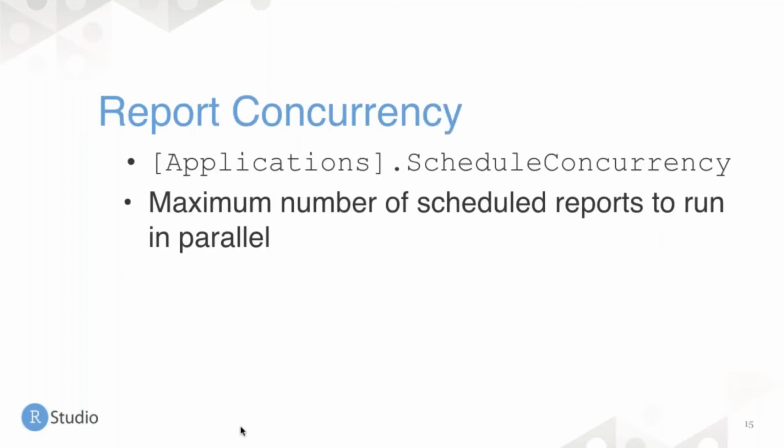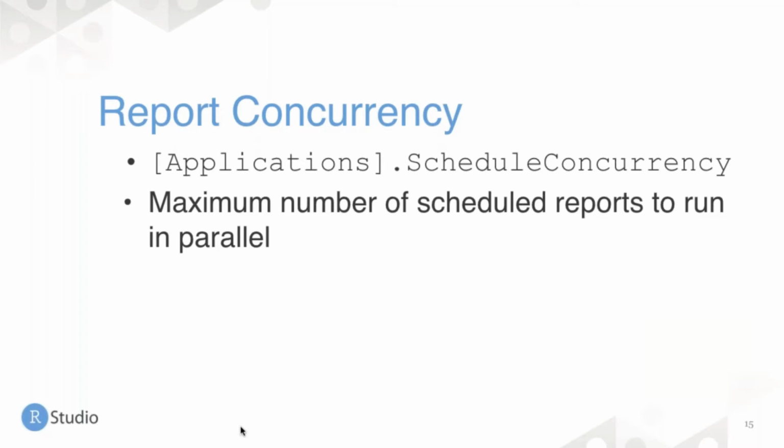Next, stepping away from Shiny and more into the notion of scheduled reports, we do have a throttle around report concurrency in the latest version of RStudio Connect. So this is managed in applications.schedule concurrency. And this allows you to determine the number of concurrent scheduled reports that you would ever want to run in parallel. And by default, this is set to 2.